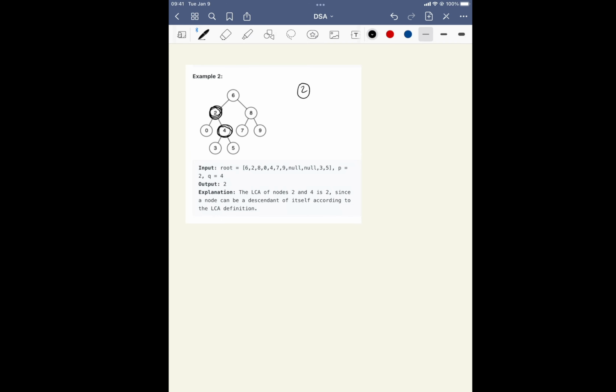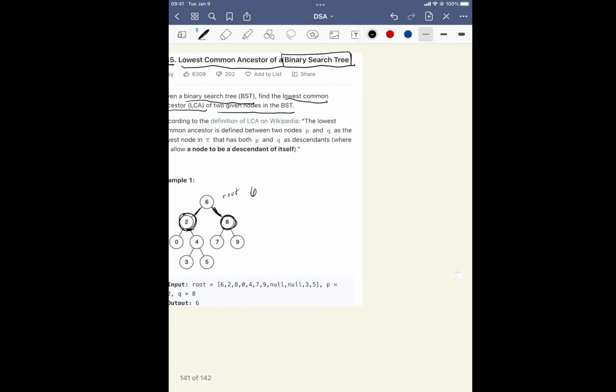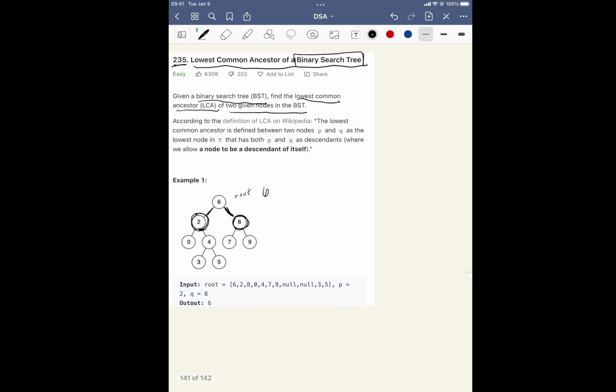Looking at the tree, we can determine the lowest common ancestor, but how can we do this programmatically? Well, remember that this is a binary search tree, so that means that every element to the left of the root, or whatever node we're on, is less than it, and every element to the right is greater than it.